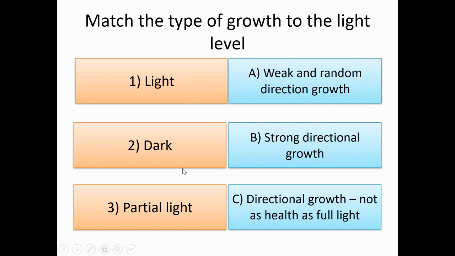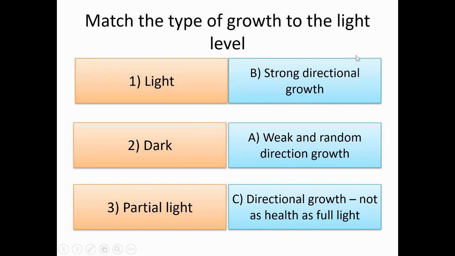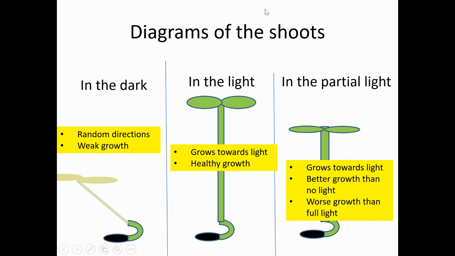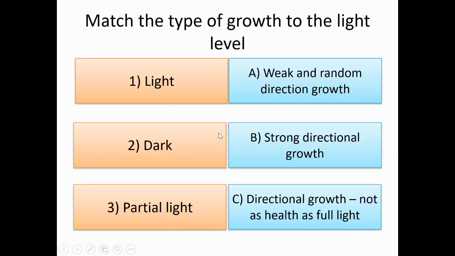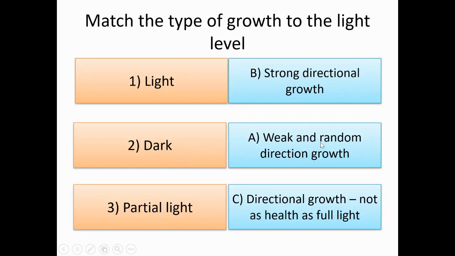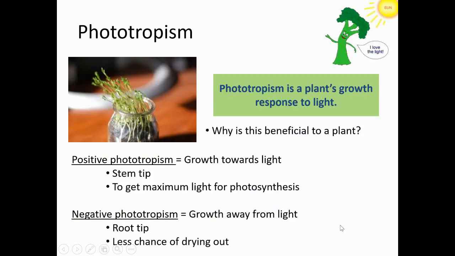Okay, so you've got light, dark, partial light. Well, in the light, you will see strong, healthy directional growth in the direction of the light. In the dark, there is weak growth, and it's in random directions all over the place. And finally, partial light is directional growth, just like in the full light, but it isn't quite as healthy as in the full light. What is going on here?